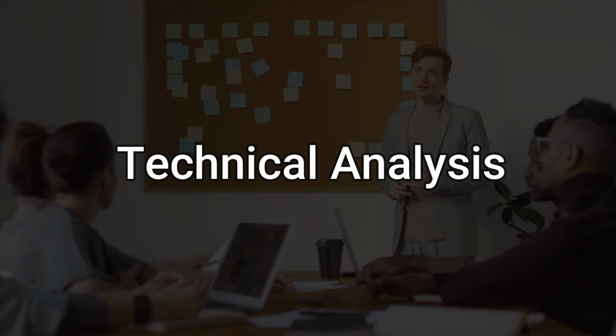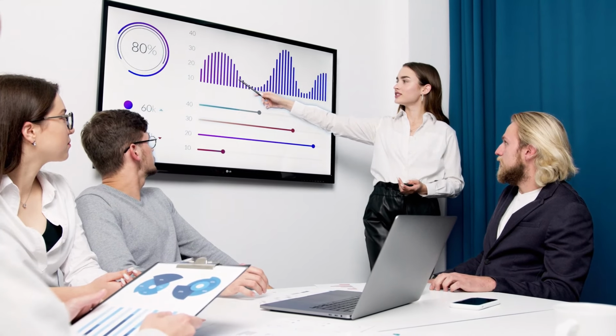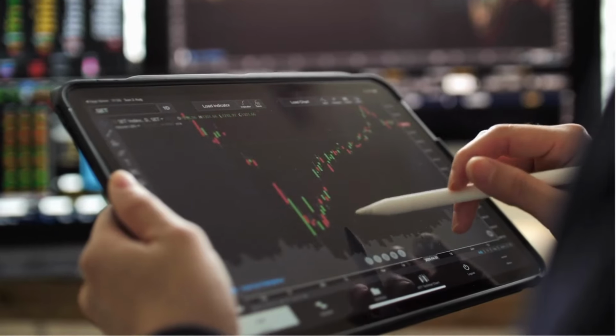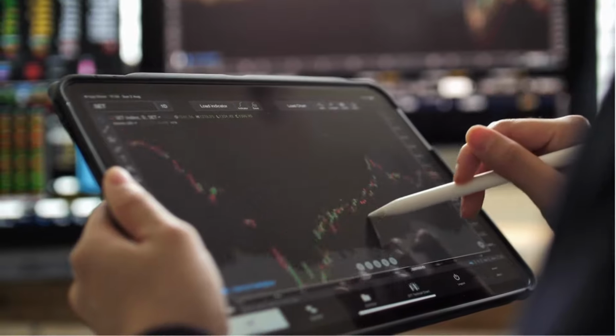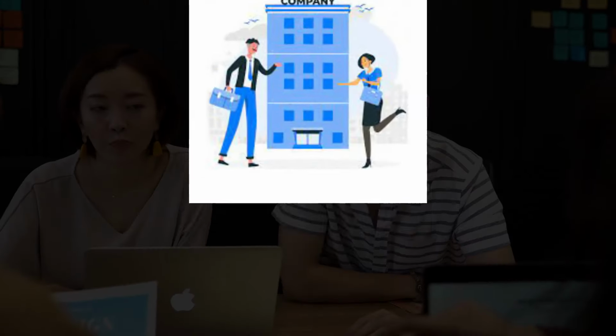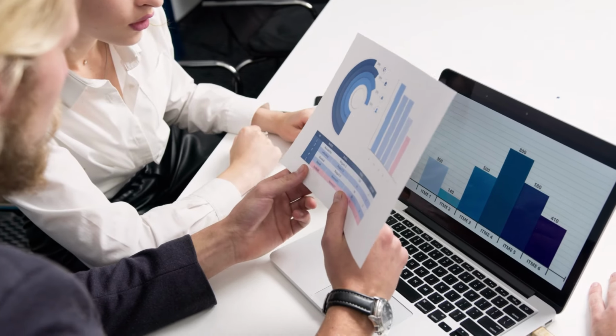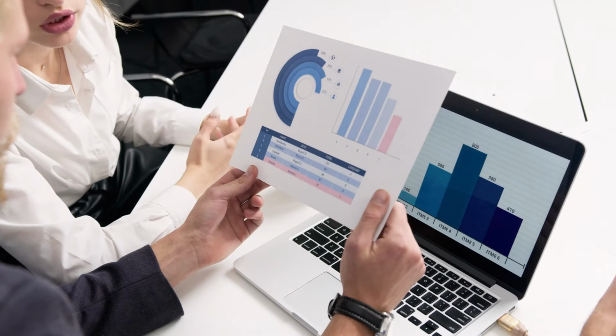Technical analysis. Technical analysis studies the supply and demand of a stock within the market. Investors who use technical analysis believe that a stock's historical performance indicates how the stock will perform in the future. Little attention is given to the value of the company. Technical analysis places heavy focus on the study of trends, charts, and patterns.